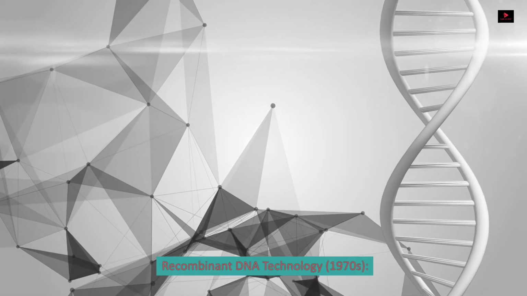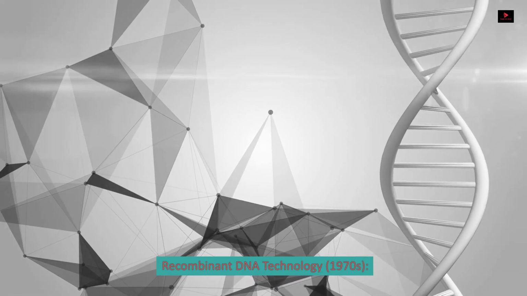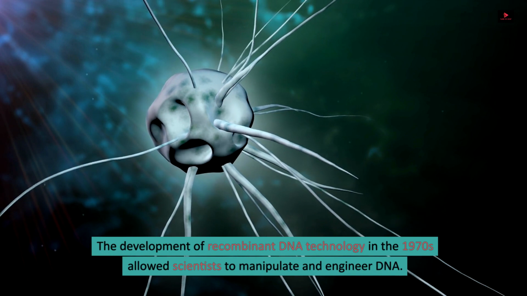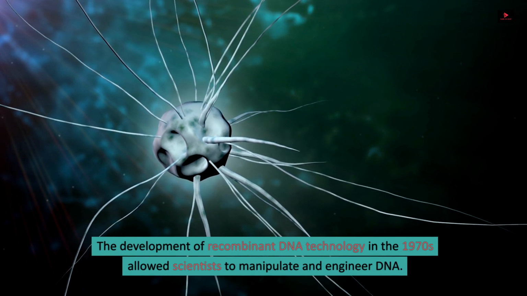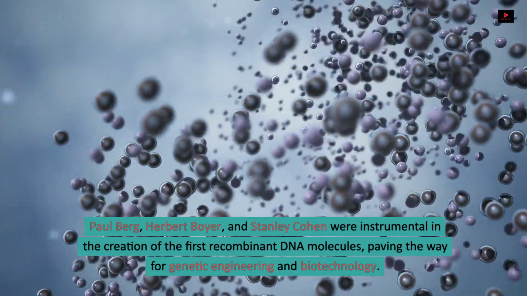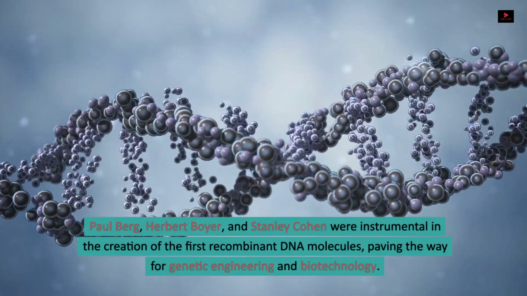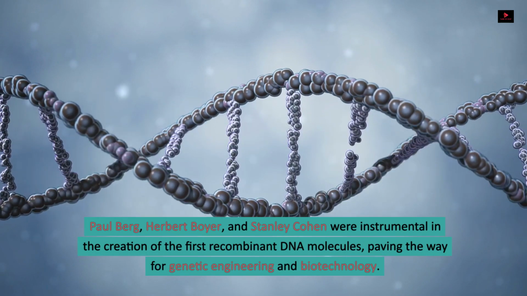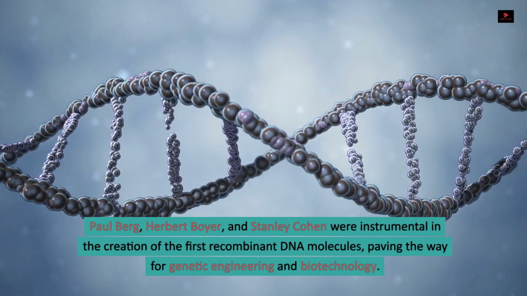Recombinant DNA technology, 1970s. The development of recombinant DNA technology in the 1970s allowed scientists to manipulate and engineer DNA. Paul Berg, Herbert Boyer, and Stanley Cohen were instrumental in the creation of the first recombinant DNA molecules, paving the way for genetic engineering and biotechnology.